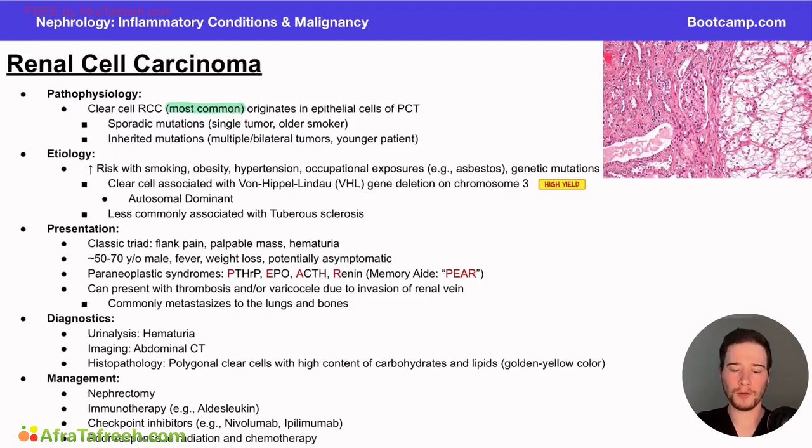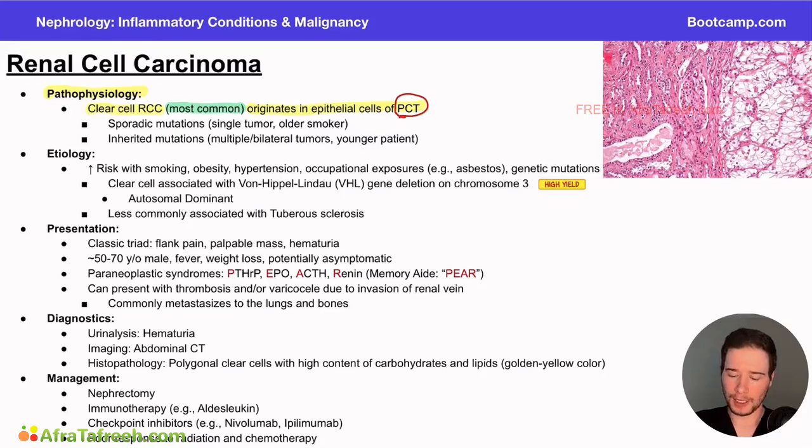Now, if we look at our pathophysiology here, we see that the most common one that they ask about is going to be clear cell RCC, or clear cell renal cell carcinoma, and it originates in the epithelial cells of the PCT. Remember, the proximal convoluted tubule is the first portion of the nephron after our filtrate goes through the Bowman's capsule. It goes through the glomerulus.